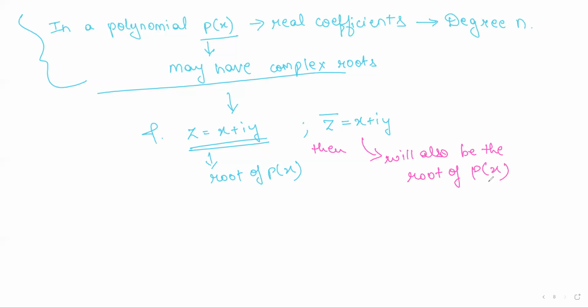This is the property. So if you have z as a root, you'll have z bar also present over there. If you have z bar present, you will have z as well, because we know that conjugate of conjugate will give you the original z value. So this concludes the theory of this chapter. We will start with the next chapter in the next class. Thank you.